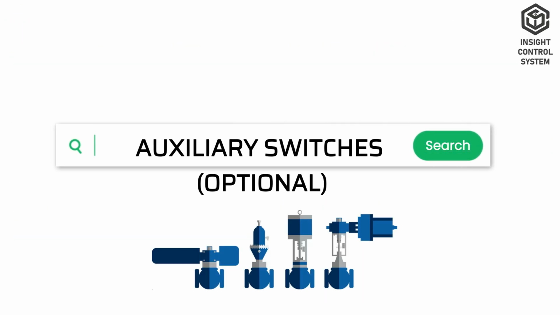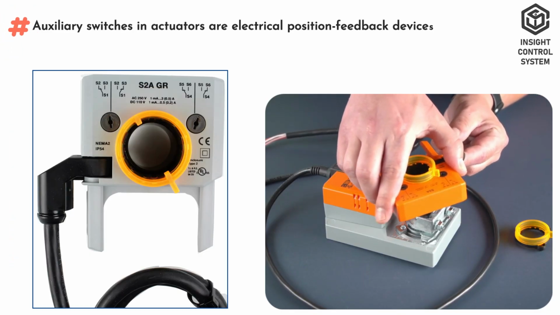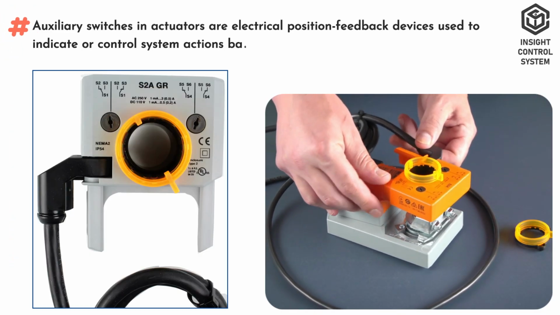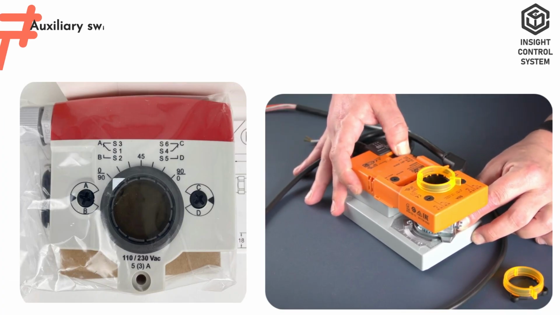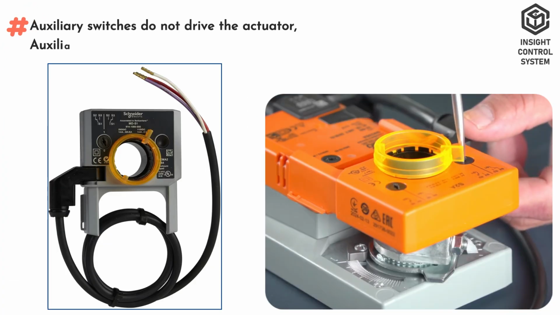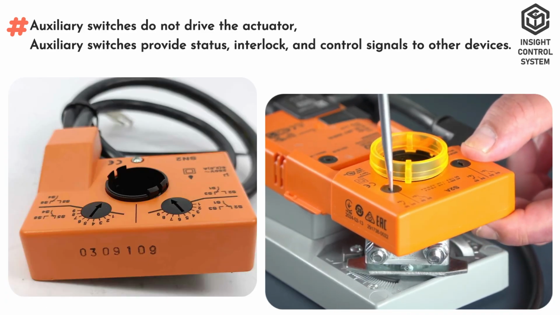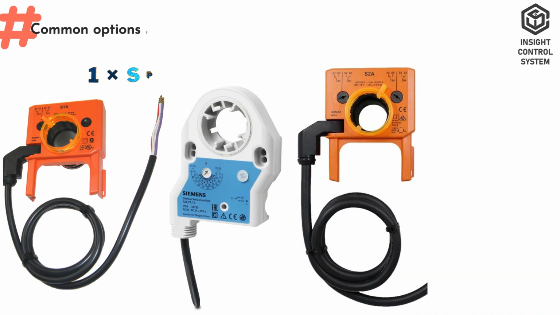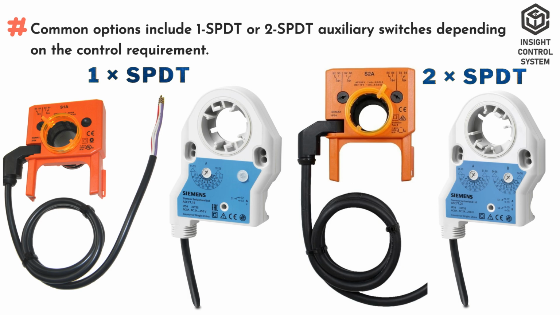Auxiliary switches: optional. Auxiliary switches in actuators are electrical position feedback devices used to indicate or control system actions based on the mechanical position of the actuator. Auxiliary switches do not drive the actuator. Auxiliary switches provide status, interlock, and control signals to other devices. Common options include one single-pole double throw or two single-pole double throw auxiliary switches, depending on the control requirement.